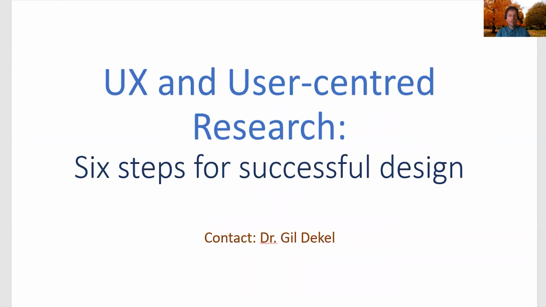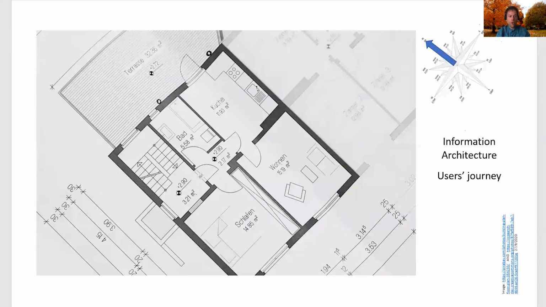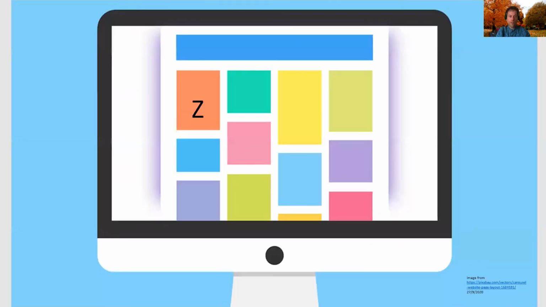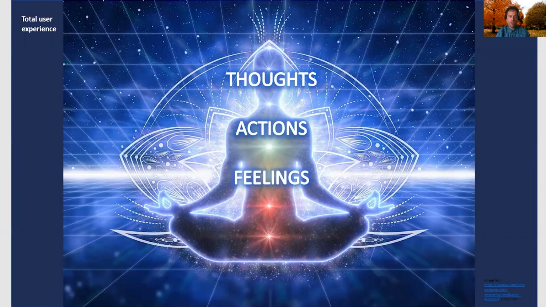So to summarize, user-centered research. Remember that you need to do study and research before you start your design. Remember, you need to know where your north is. When you are doing your research, do not just look at the statistics. You need to do a full research that looks at what users are thinking, what they are doing, and what they are feeling. So you understand if what's popular is also what works. Something can be popular but may not work well. It is the total user experience you want to identify.